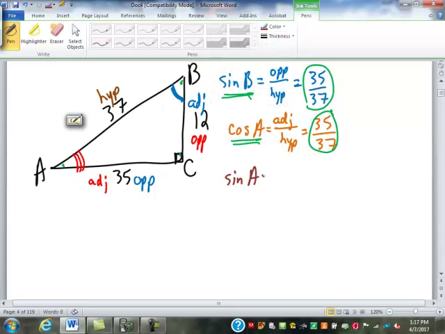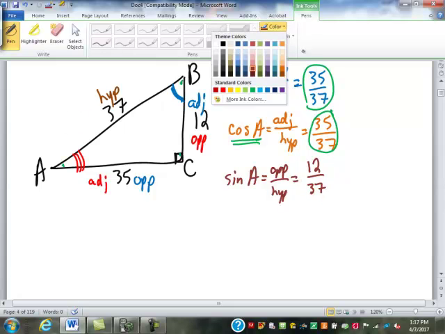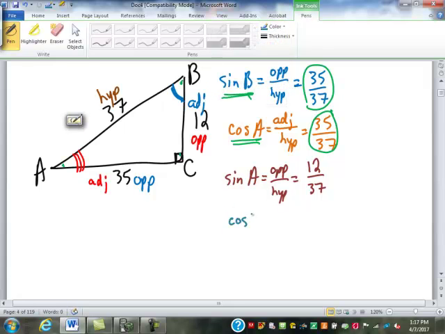So it's the sine of A. Sine is opposite over hypotenuse again. So according to angle A, what's the opposite side? 12. The hypotenuse? Always 37. Cosine of B? Cosine's adjacent over hypotenuse. What are those two sides going to be? 12 over 37.